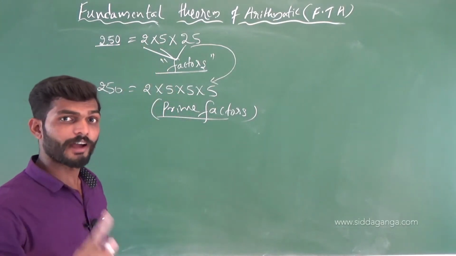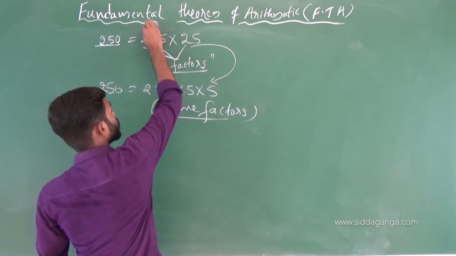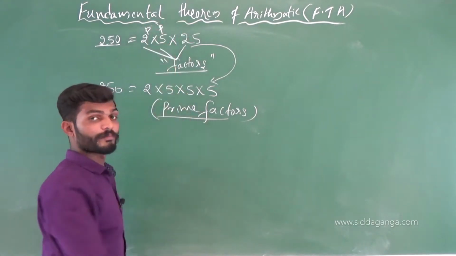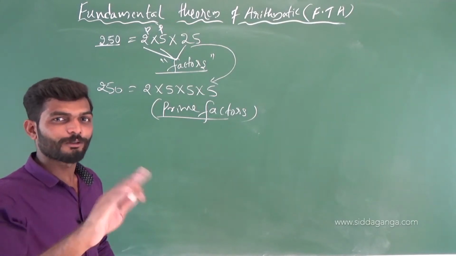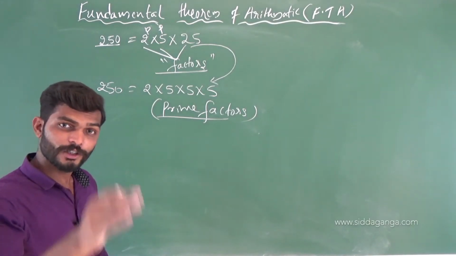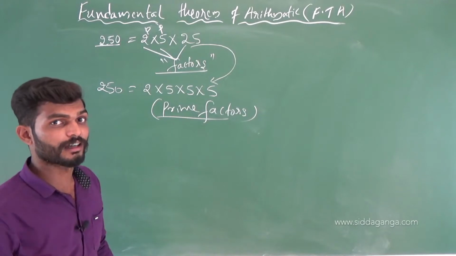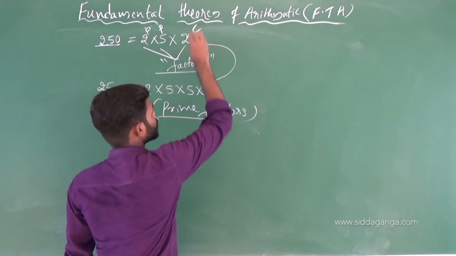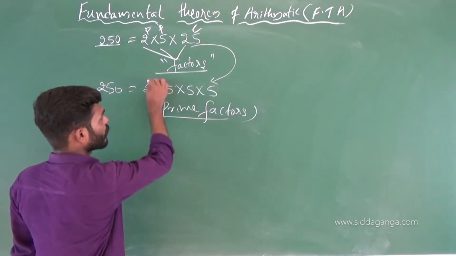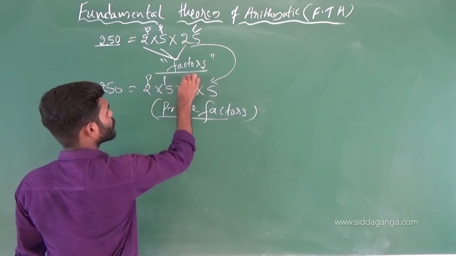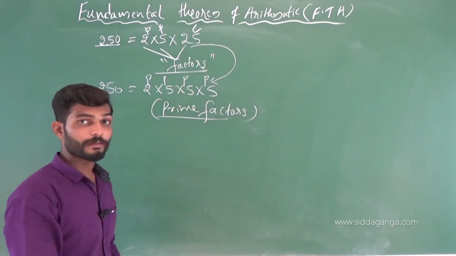Now tell me, is 2 a prime number? Yes, 2 is a prime number. 5 is a prime number. This is prime, this is prime. 25, no, it is not a prime number. Along with 1 and 25, 5 can also divide 25. Therefore it has 3 divisors. It's a composite number. Now here prime, prime, prime, prime, all are prime numbers.